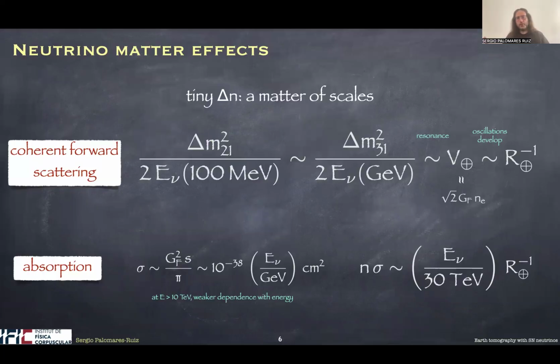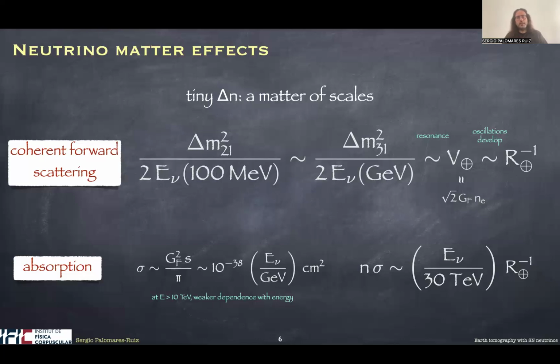So it's a matter of scales. Coherent forward scattering, we have the two mass squared differences in neutrinos. So we have the solar mass squared difference and the atmospheric mass squared difference. And for the solar mass squared difference at energies of tens of MeV, the inverse oscillation length is similar to the inverse oscillation length in the case of the atmospheric mass squared difference at GeV energies. And it turns out that these are of the same order as the matter potential in the Earth, which is proportional to the electron density in the Earth. And that also is of the same order as the inverse of the size of the Earth. And the fact that all these scales are of the same order is very important for oscillations to develop and for us to be able to perform neutrino Earth tomography with oscillations.